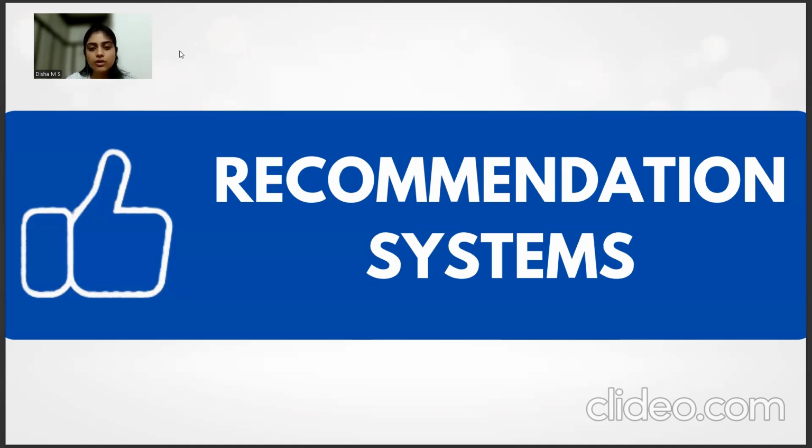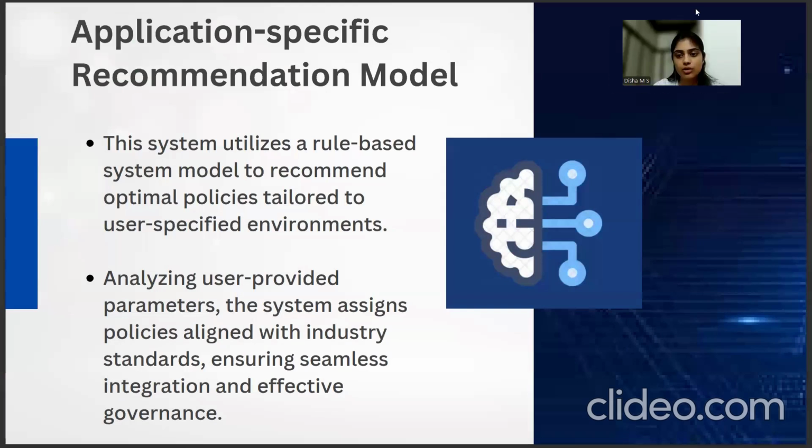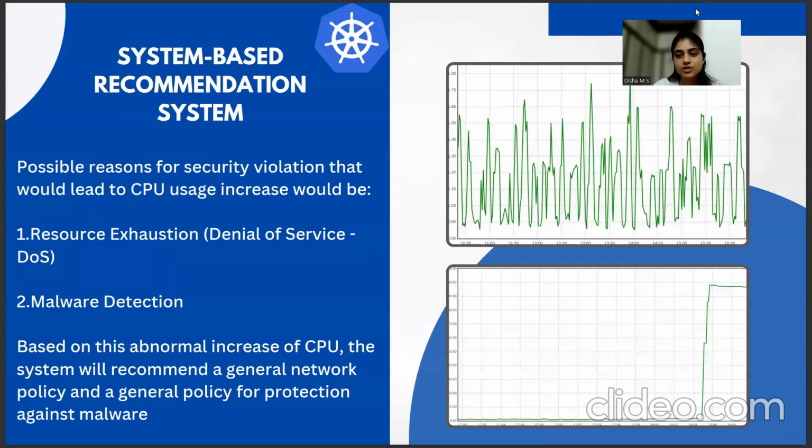So we will focus on basically two specific types of recommendation models: the application specific recommendation model, which tailors policy recommendations to specific user environments, and the system based recommendation model, which detects anomalies and suggests policies to ensure system security and efficiency.